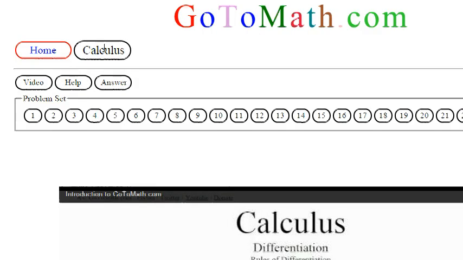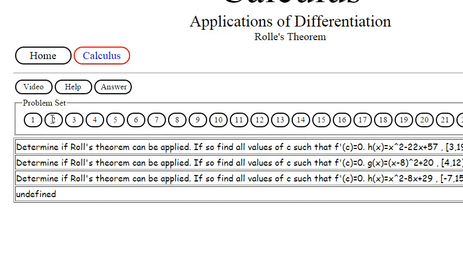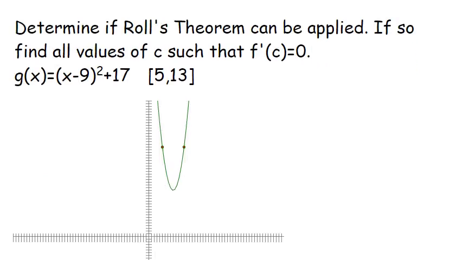Okay, we're here at go2math.com looking at some calculus. Let's go down to, I believe it's Rolle's theorem, and we are going to be doing number 2. What do we got going on here? Let's see, it says determine if Rolle's theorem can be applied.